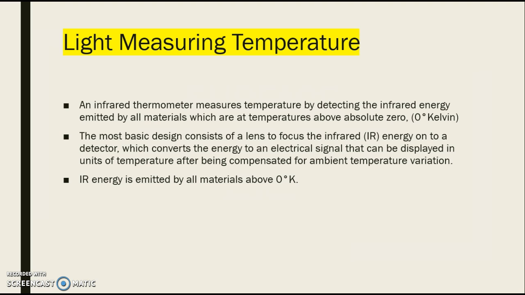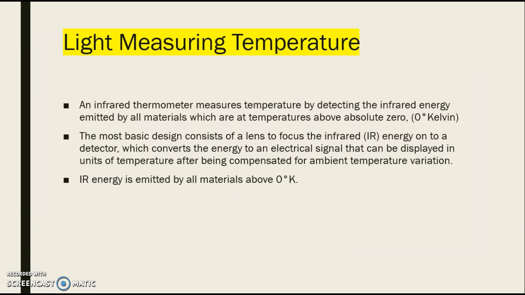The first topic that I'm talking about is how do we measure temperature using light? Well, we do this using infrared, and an infrared thermometer measures temperature by detecting the infrared energy emitted by all materials which are at temperatures above absolute zero. So this means that essentially anything on our planet is going to give off an infrared signature. This means that we can, with the right equipment, look at its temperature simply using the light without directly touching or being in close proximity with an object.